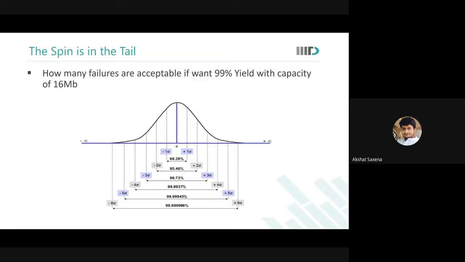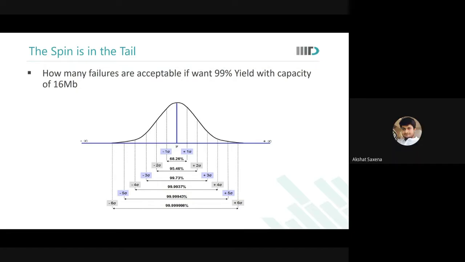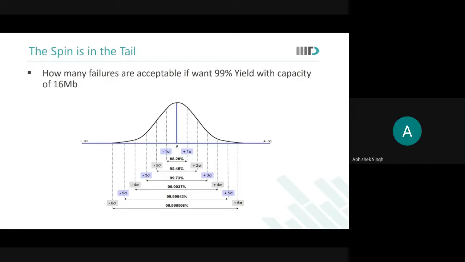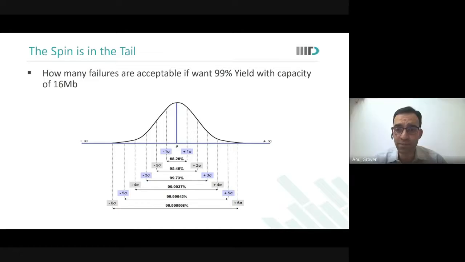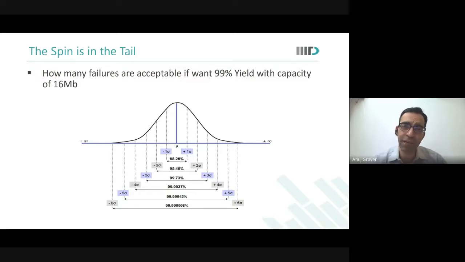Sir, not exactly. चलो फिर से करते हैं. You are at 1.0 volts. Everything is passing. You start to lower the voltage, you reach 0.95 volts. One cell fails. Which cell would that be? Which cell would fail first? Something which is closer to the center or which is farther away from the center? Farther away from the center. So which cell would fail first? So 6 sigma wali. Okay, so 6 sigma cell fails at 0.95.